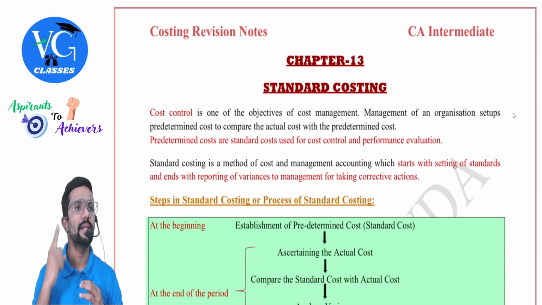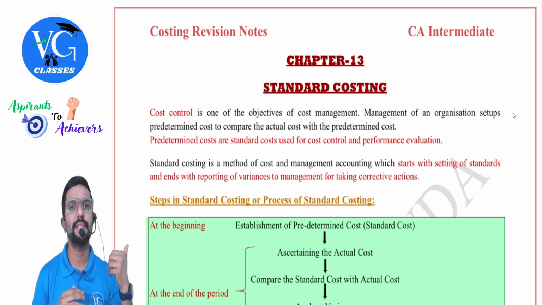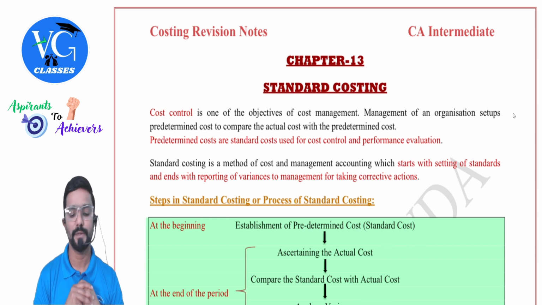That is material, labor, and overhead. Under overhead, there are two subcategories. That is variable overhead variance and fixed overhead variance. Okay. But before we start with the variance calculation, first we'll understand what is the logic, or what is the concept behind this chapter.